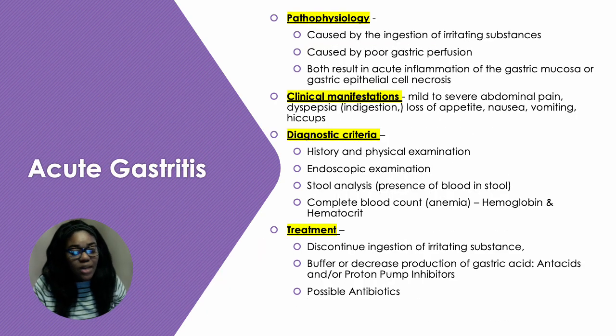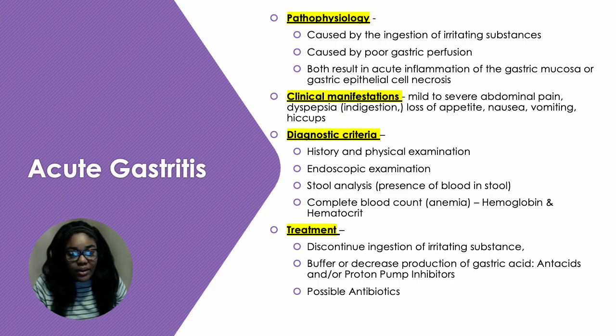So next we'll talk about acute gastritis, and of course itis is an inflammation or infection in the area that it's describing. So we're in the gastric area. The gastric is the stomach. The pathophysiology is that it is caused by the ingestion or the taking in of irritating substances, and those substances can be alcohol, it can be spicy foods, things that don't agree with your stomach area.